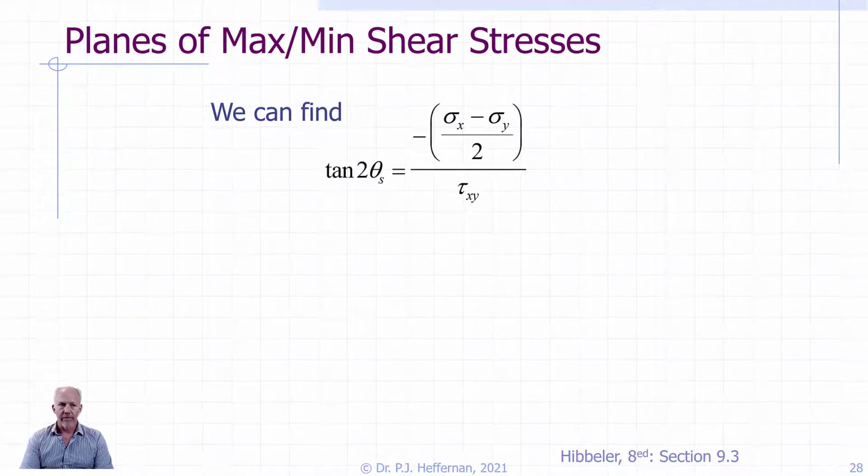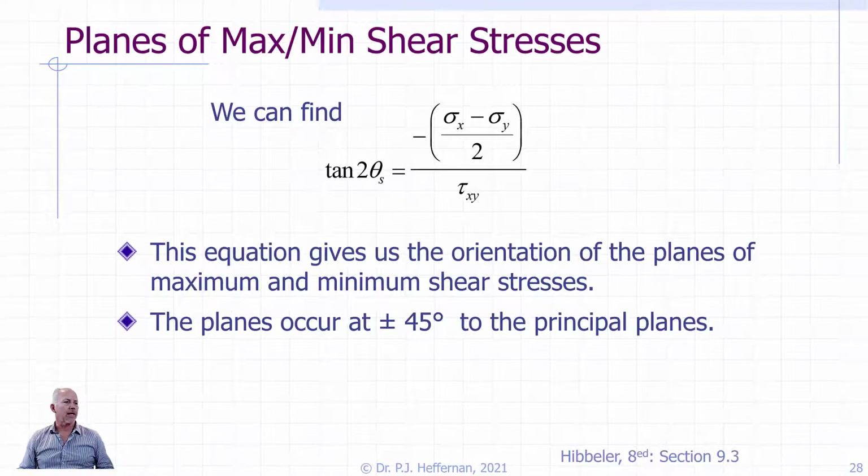Now, it's also very helpful to be able to determine what the maximum and minimum shear stresses are. And so we go through a little bit of algebra here, and we can actually come up with an equation that says tan 2 theta s, where that theta s represents the orientation of your maximum in-plane shear stress, is equal to the negative of sigma x minus sigma y over 2 divided by tau xy. And so with that, we can get the orientation of our maximum in-plane shear stress.